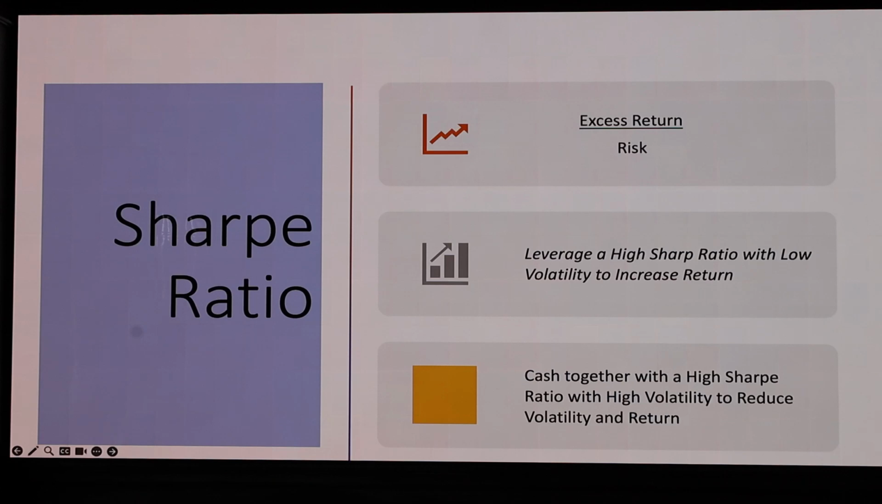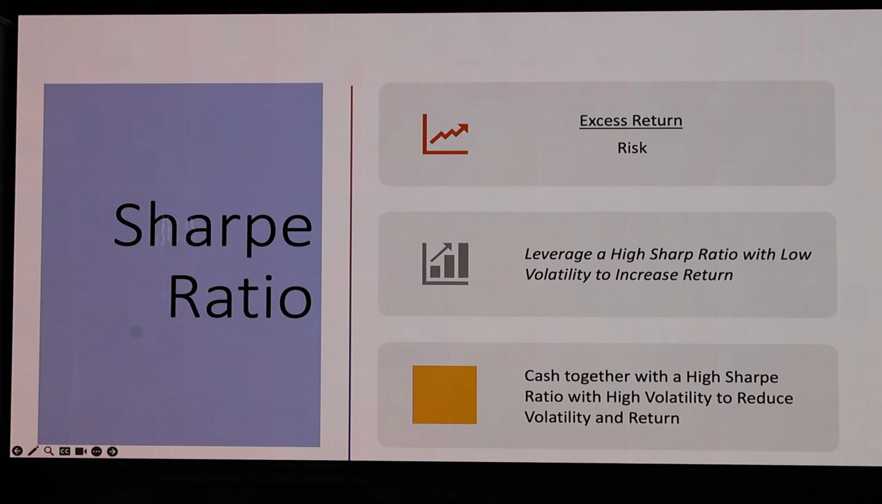It's just the excess return divided by risk. Risk is generally considered to be standard deviation, or the volatility of the price of the asset. There are other definitions of risk, but for the moment, we just look at excess return. In other words, the return over and above the risk-free rate divided by the risk.